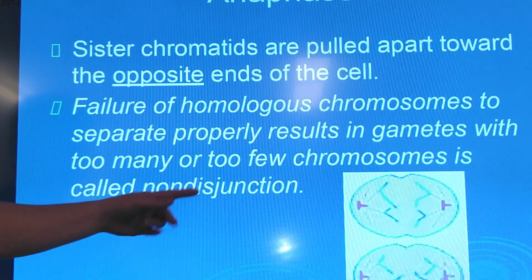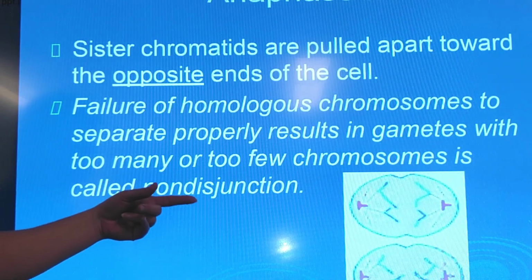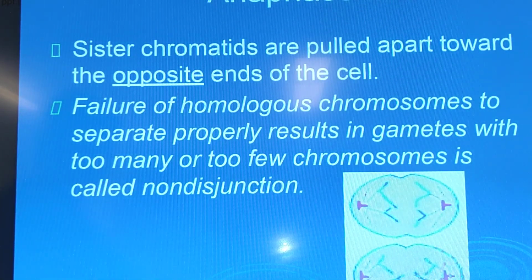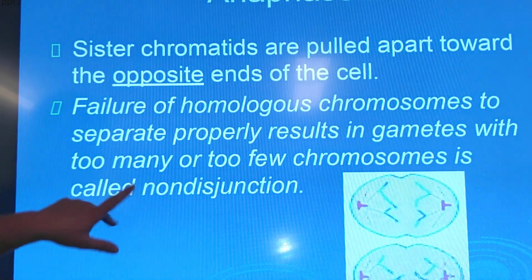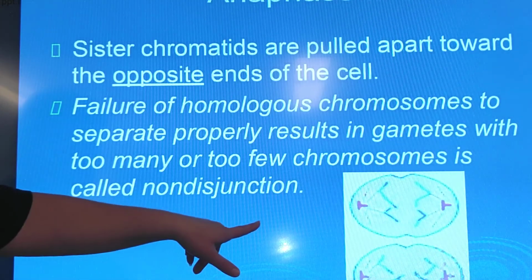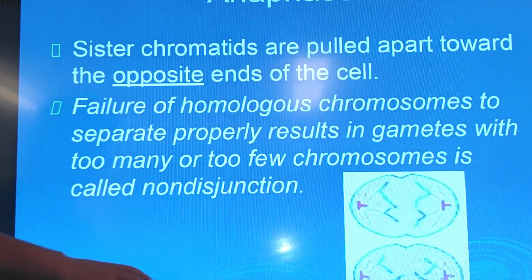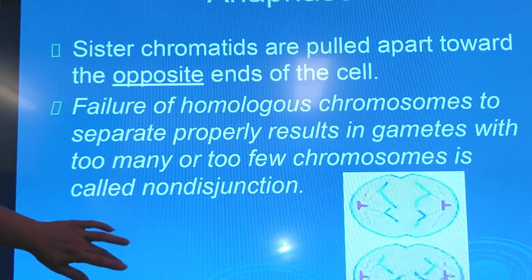Non-disjunction, important word to know. Non-disjunction can result in mutation of a cell having too many or too few chromosomes. Most of the time, it's going to be too many chromosomes. Very rarely does a full monosomy survive. So most of the time, it's going to end up being a trisomy, or sometimes even more than that. Non-disjunction ends up with too many or too few chromosomes.